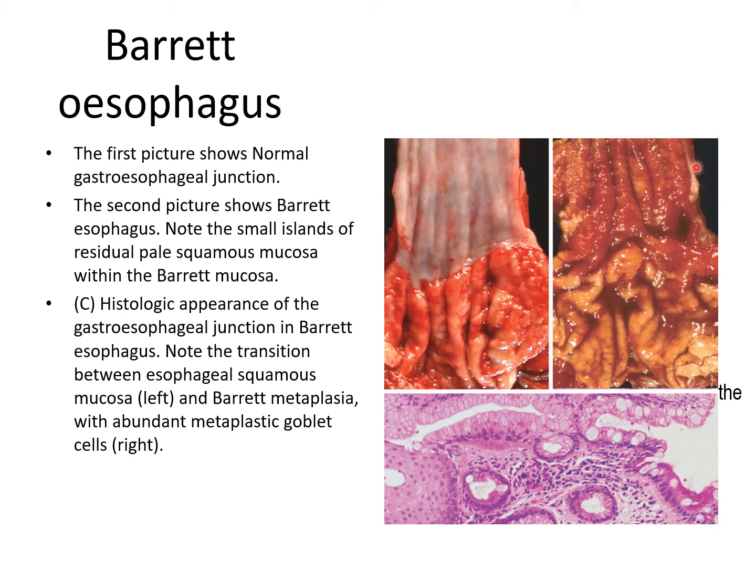If you see in the second picture, this is Barrett's esophagus. So you can't see the clear junction between the squamous epithelium and the glandular epithelium. All you see is redness of the mucosa, and you can see some islands of remnants of squamous epithelium. Histologically, you can see goblet cells. You can see one goblet cell here, another here, another here. And then it's being replaced by this glandular epithelium. This is supposed to be a squamous epithelium area.